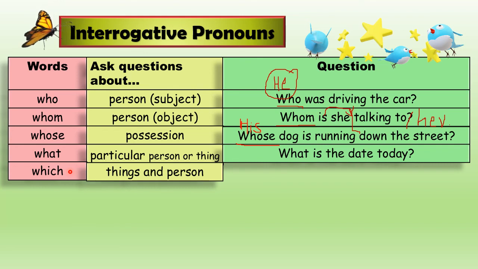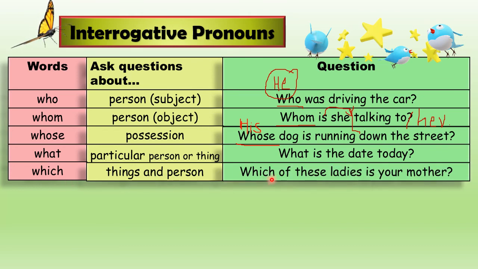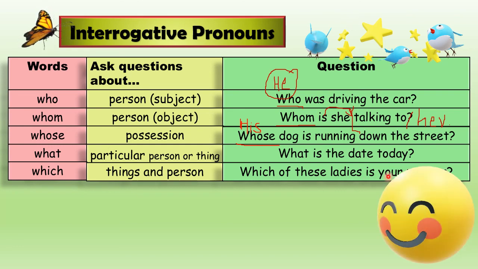Which? Thing or person. We frame questions from which when we want to know about things or persons. See here. Which of these ladies is your mother? Like three or four ladies are standing and I want to know who is your mother among them. So how am I going to ask? Which of these ladies is your mother? Is it clear, children? This is all about interrogative pronouns.